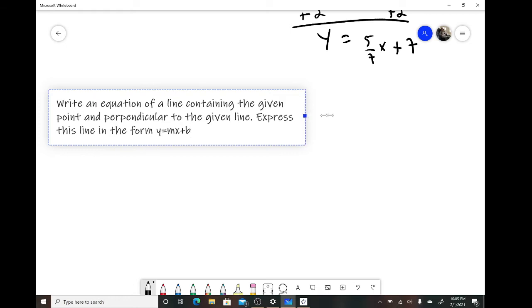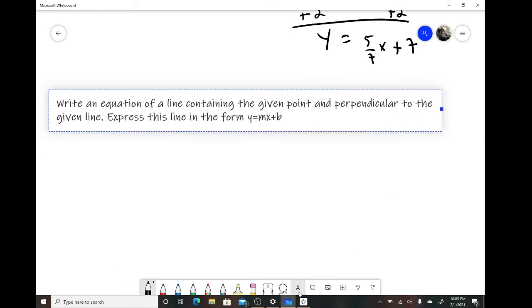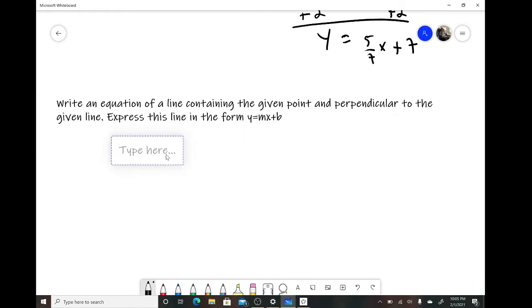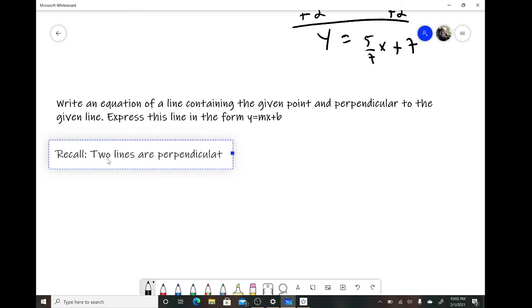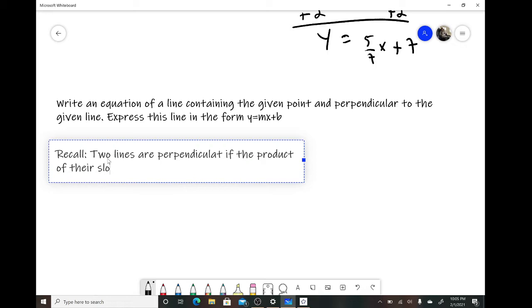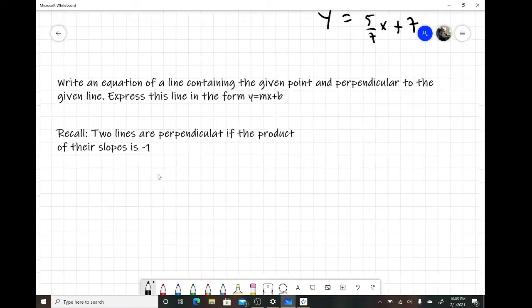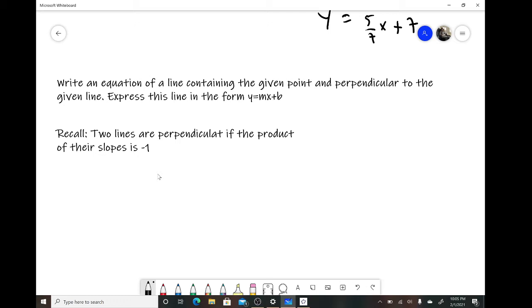Now, remember what perpendicular means. Two lines are perpendicular if the product of their slopes is negative 1. So that's what it means to be perpendicular. To be parallel, it just means that you have the same slope, but to be perpendicular, it means that the product of their slopes is negative 1.